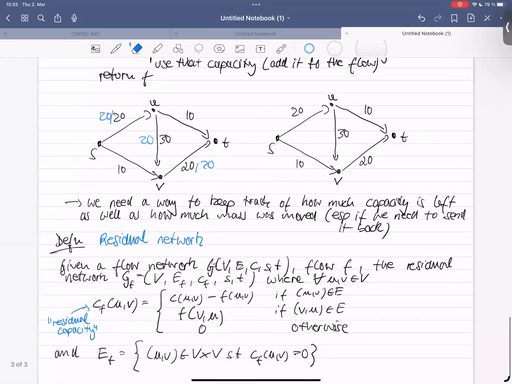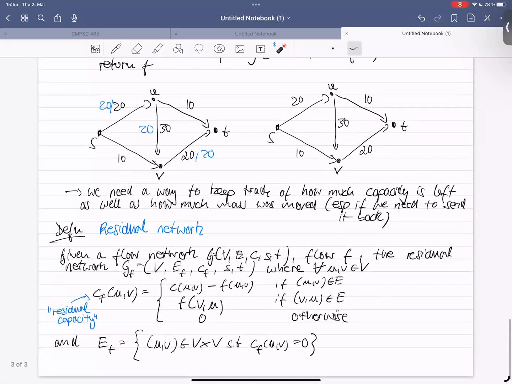So we're trying to construct now this residual network for this network and the flow shown in blue. And remember, this is the flow where we're not able to find a path from S to T in this original network. And we do this by looking at this definition here, right? So we're interested in all edges with positive residual capacity. So when do we have positive residual capacity? Whenever this difference here is greater than zero, whenever the flow is strictly smaller than the capacity of this edge.